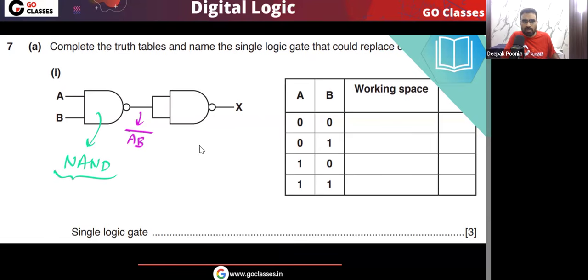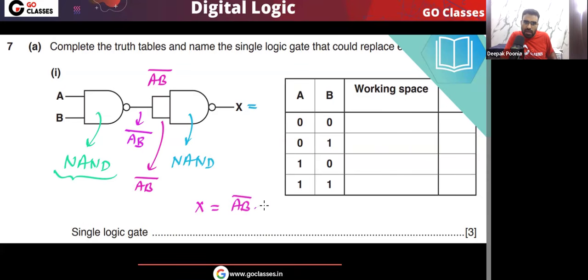This is the output. Next you can see, for this NAND gate, this is also our NAND gate. Notice one thing, both the inputs are AB bar. So for this NAND gate, what will be the output? This X will be equal to AB bar and AB bar whole bar. First you will do AND, then you will do negation.